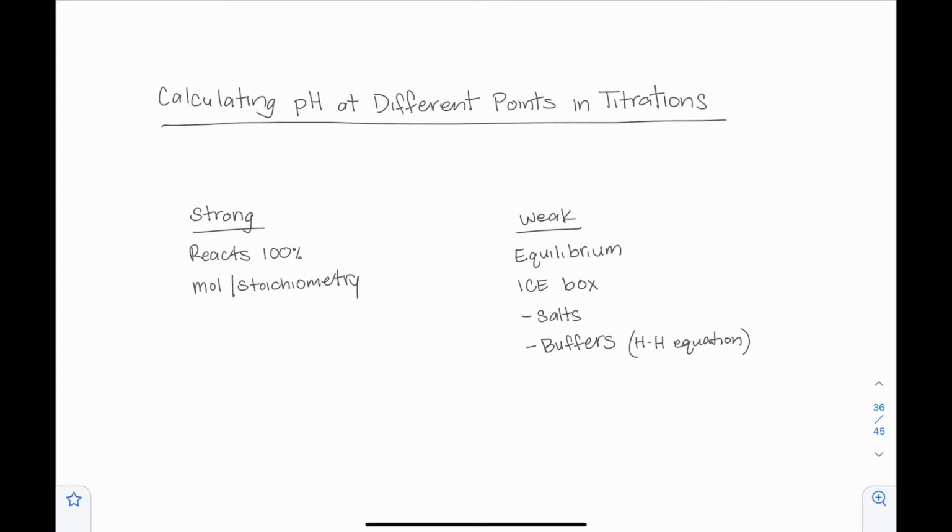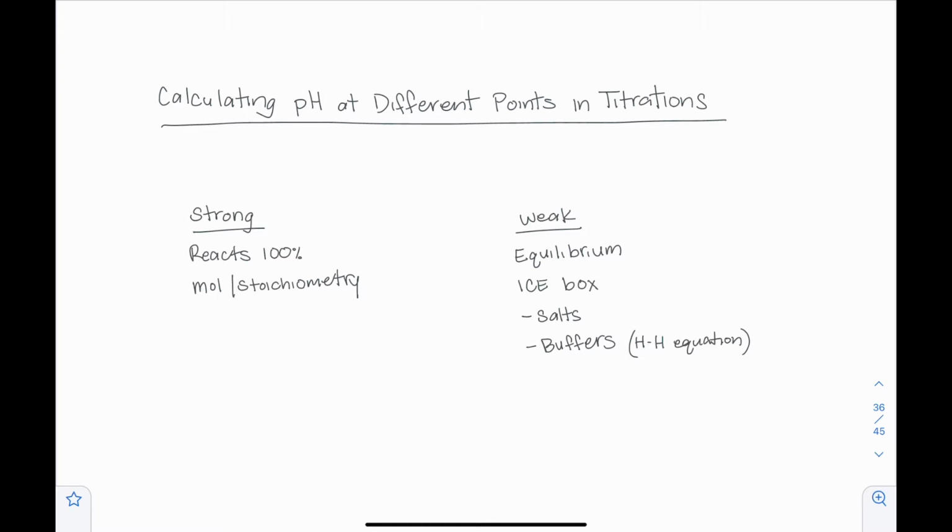Using everything we've learned in this unit, we can calculate the pH at different points during a titration. But before we do that, let's review how to calculate the pH of acids and bases. Strong acids and bases react 100%, so we use moles and stoichiometry to figure out how much H+ or OH- there is, and then we can find the pH.